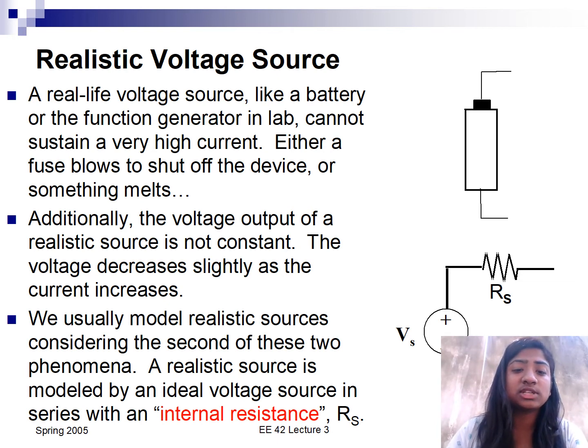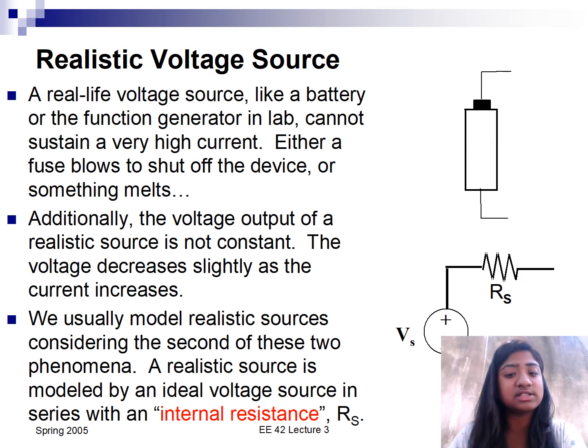A realistic source is modeled by an ideal voltage source in series with an internal resistance, that is Rs.